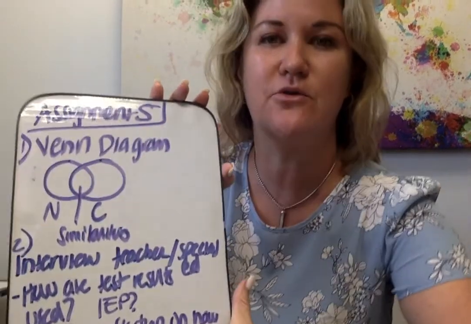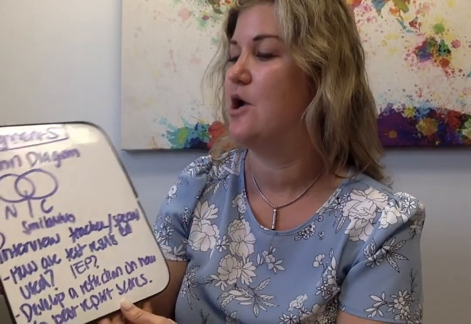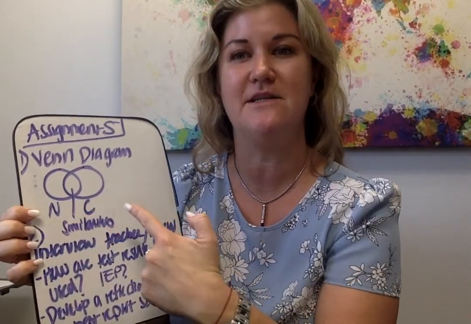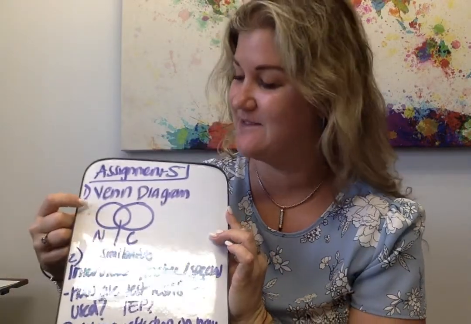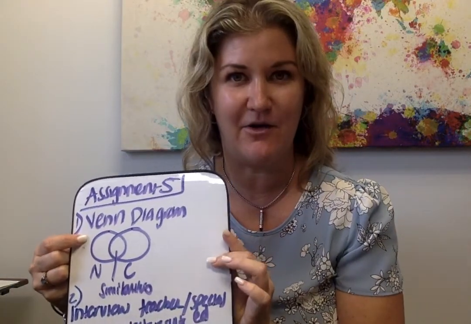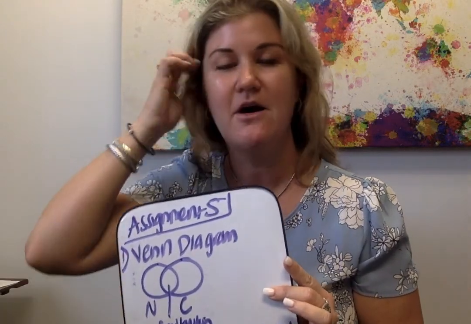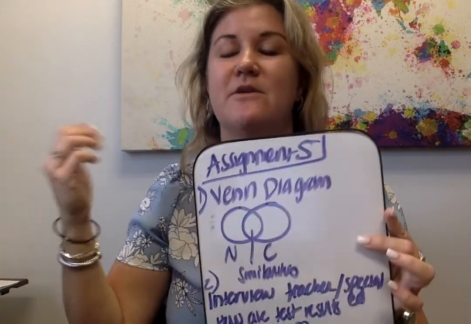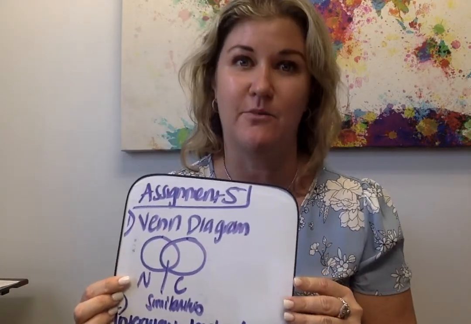First, I want you to create a Venn diagram where you're comparing and contrasting norm reference tests and criterion reference tests. So pay close attention because I know that you guys are familiar with Venn diagrams, but it's not as easy to create them on the computer. If you want to, you can draw it, you can take a picture and send it to me, whatever's easier for you. You can find a template on the computer also.